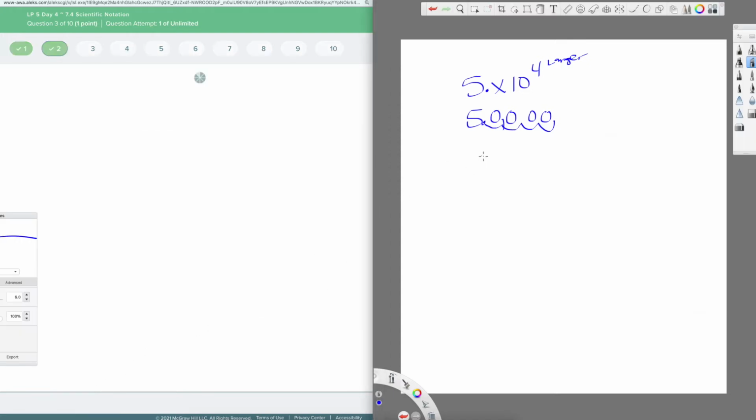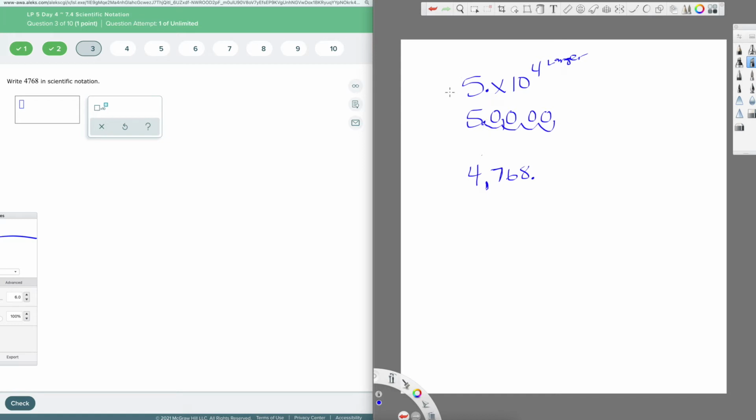All right, so now we have regular or standard notation, and they want us to put it into scientific notation. So we have 4, 7, 6, 8. This is a comma, not a decimal. So the decimal place would actually be right here at the end. And remember, I want to move this. So this was 5 times 10 to the 4th power, but it was really 50,000. So this decimal was actually moved 4 times to write it this way.